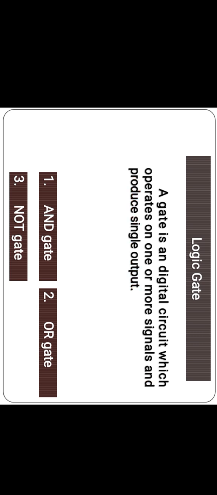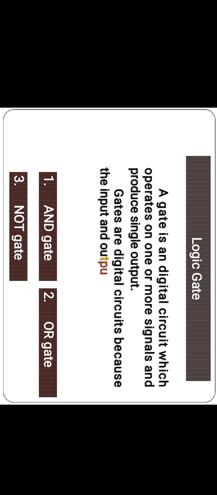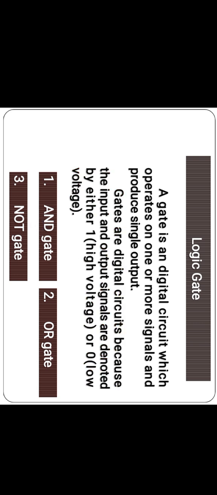A gate is a digital circuit which operates on one or more signals and produces a single output. Gates are digital circuits because the input and output signals are denoted by either 1, high voltage, or 0, low voltage. There are three basic gates: AND gate, OR gate, and NOT gate.